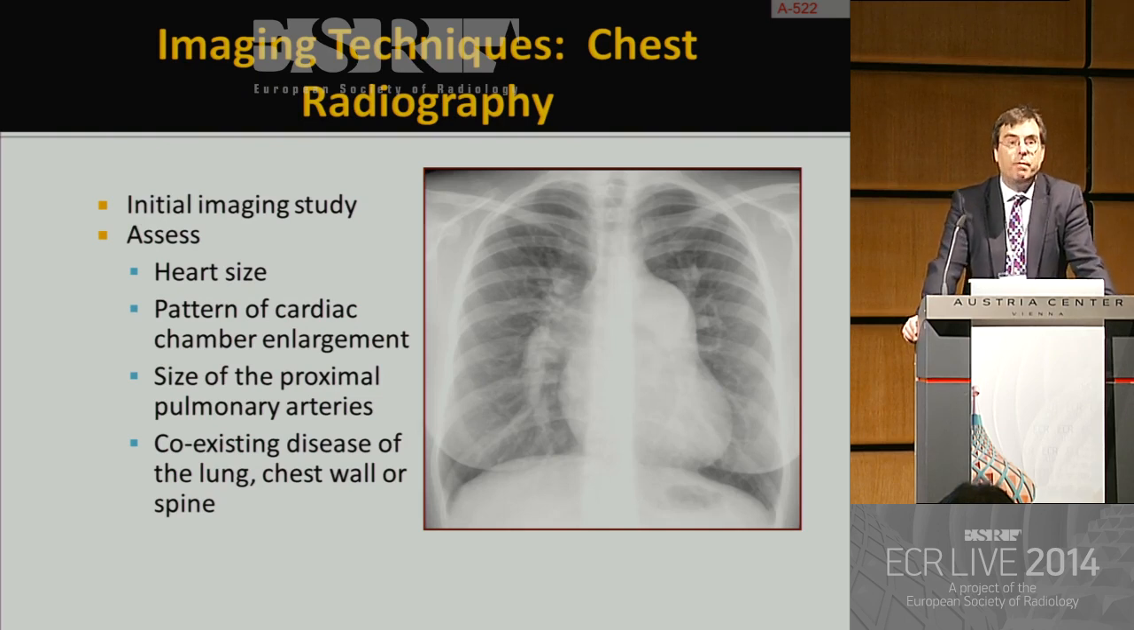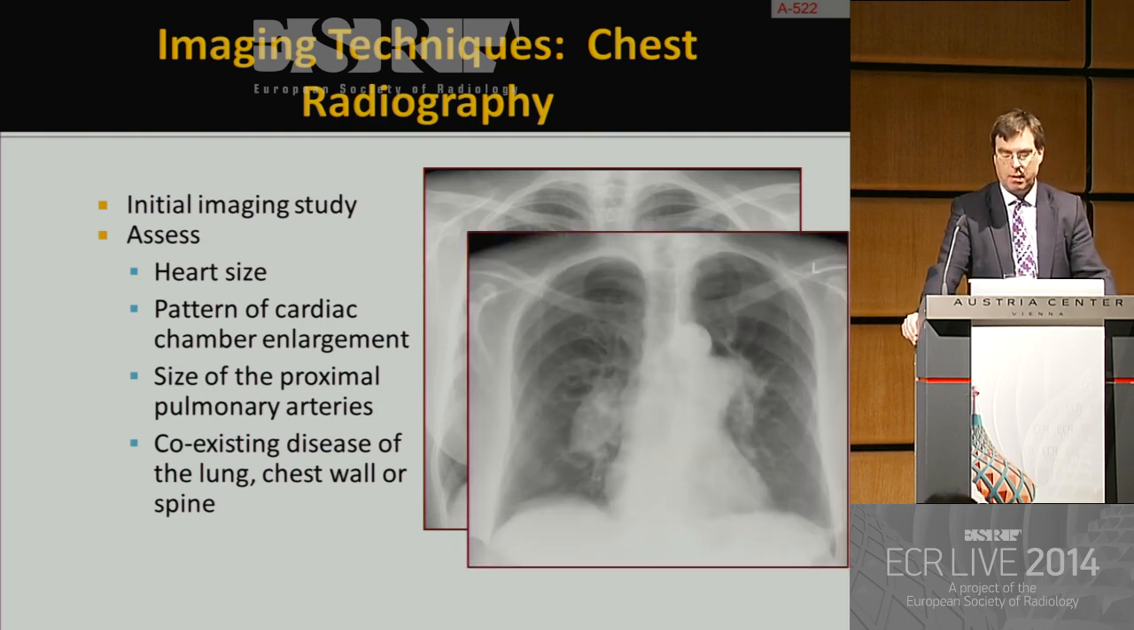Chest X-ray will be the first-line imaging test for the evaluation of patients with non-specific cardiorespiratory symptoms. It's relatively insensitive in detecting pulmonary hypertension, but may identify those features you see on that slide. Enlargement of the right heart chambers, dilatation of the proximal pulmonary arteries. As such, it's fairly non-specific. Many causes of pulmonary hypertension could cause similar findings.